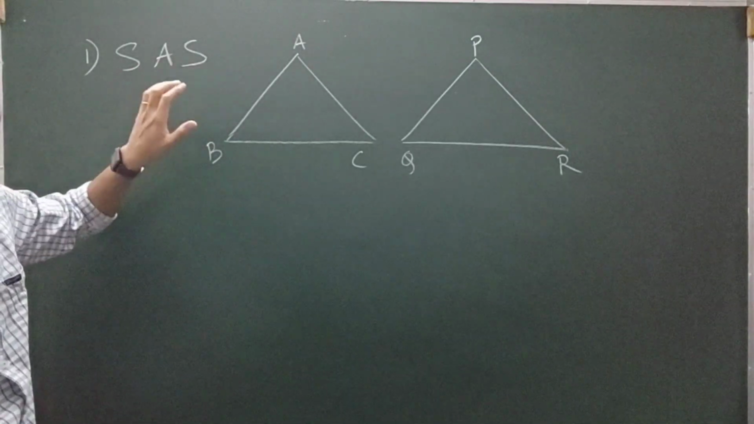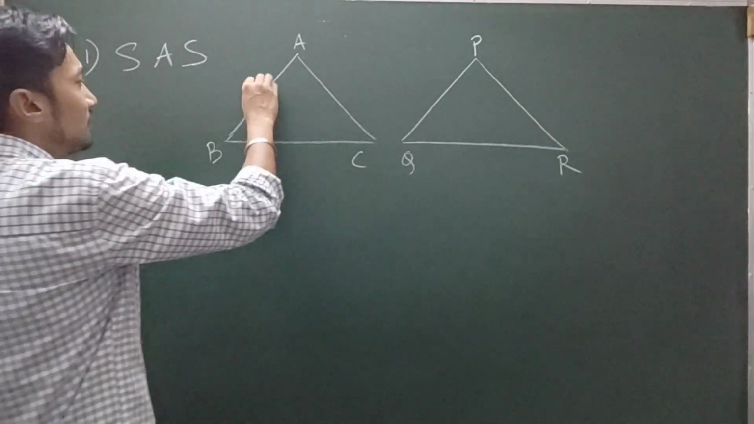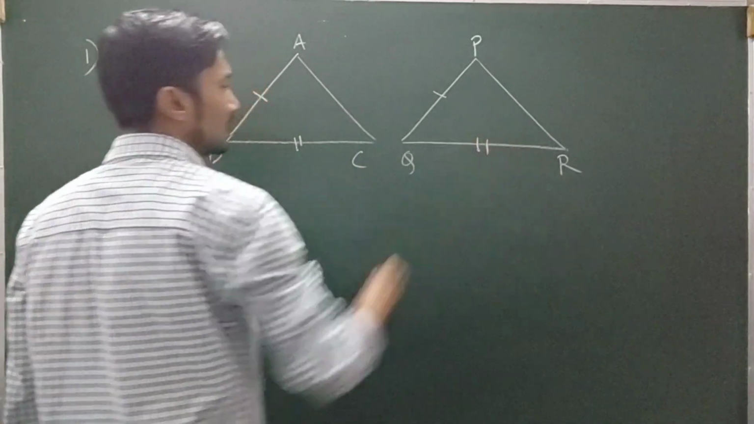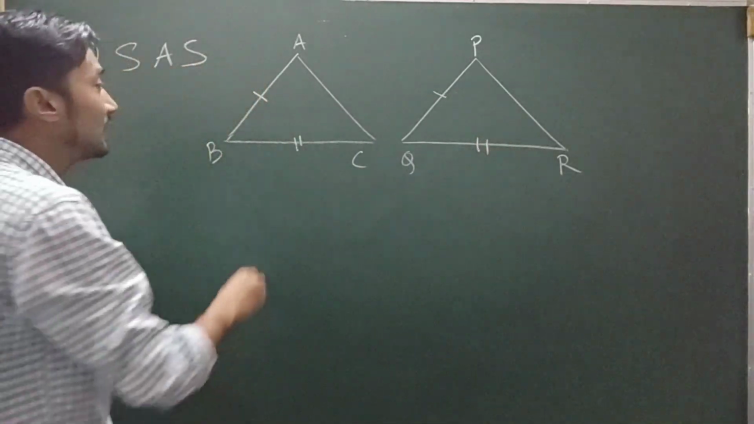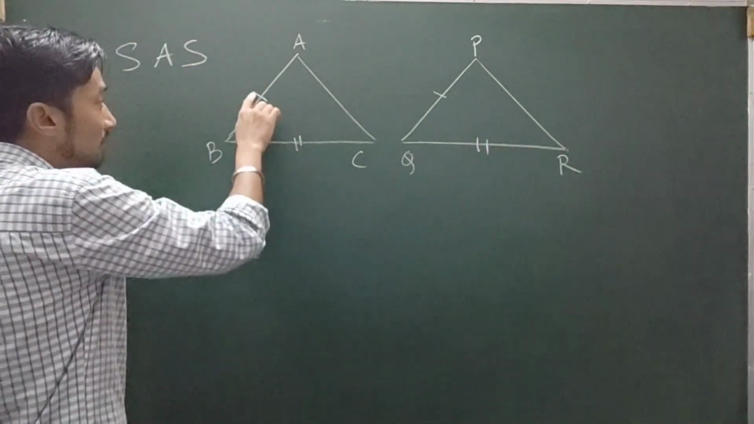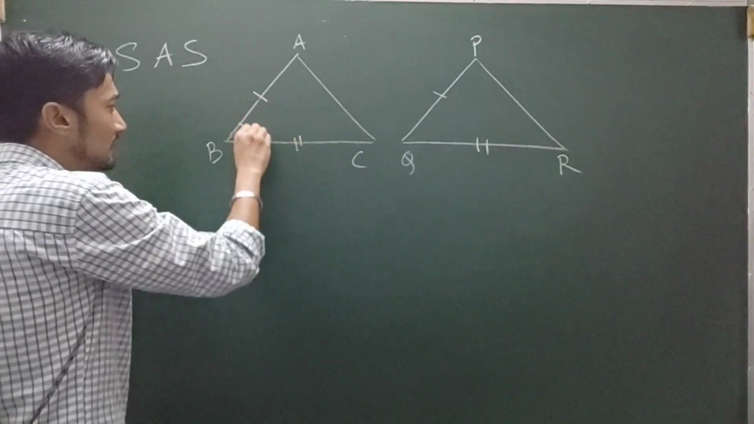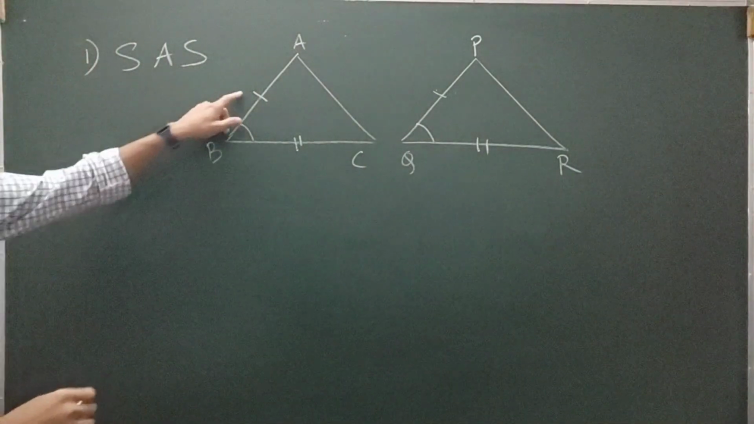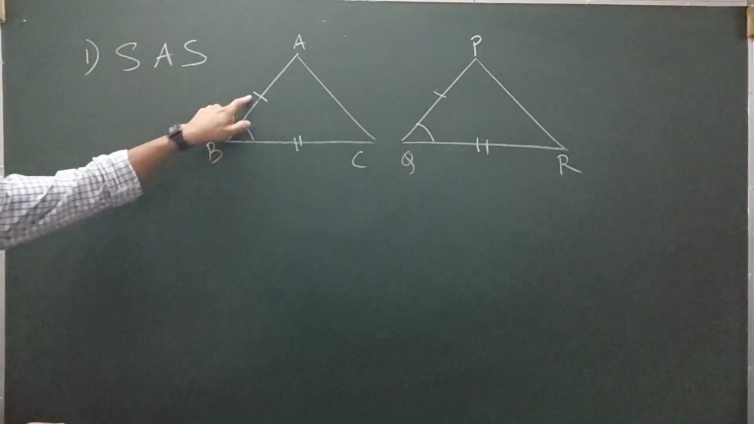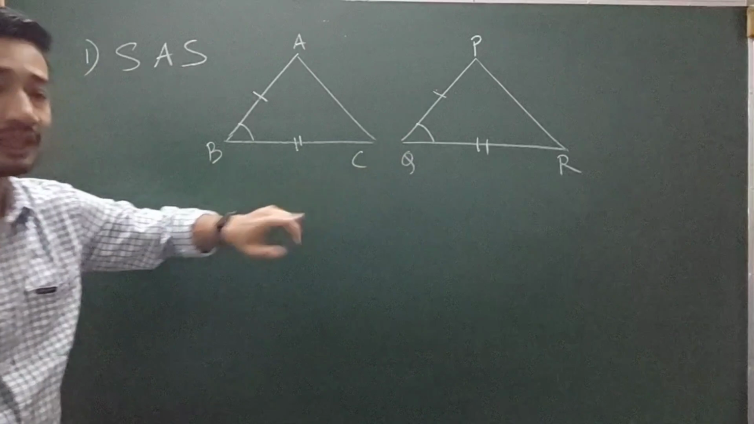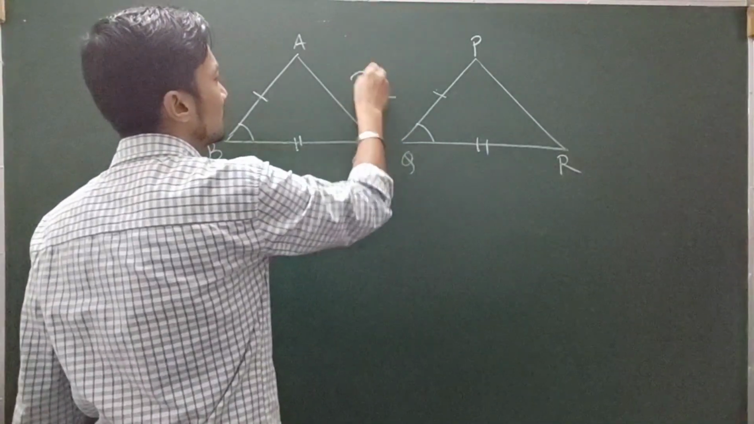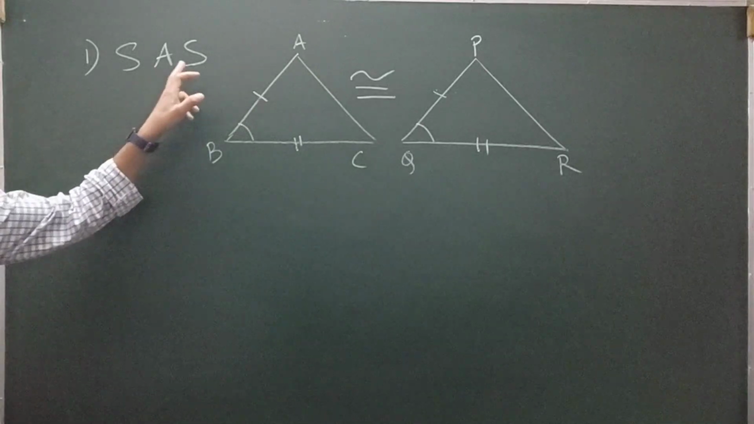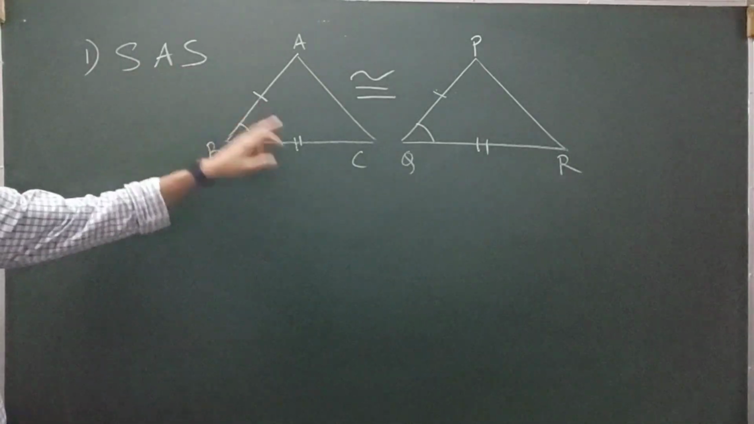Side, angle, side. We can very clearly see that if two sides are equal, not any two sides, if two sides are equal and the angle included between the two sides. What is the angle included between the two sides? This angle, between these two sides, that's why it's in the middle. That means if two sides and the angle included between the two sides are equal, then we can just say that these two triangles are congruent. That's why it's called side, angle, side. Angle in the middle of the two sides.